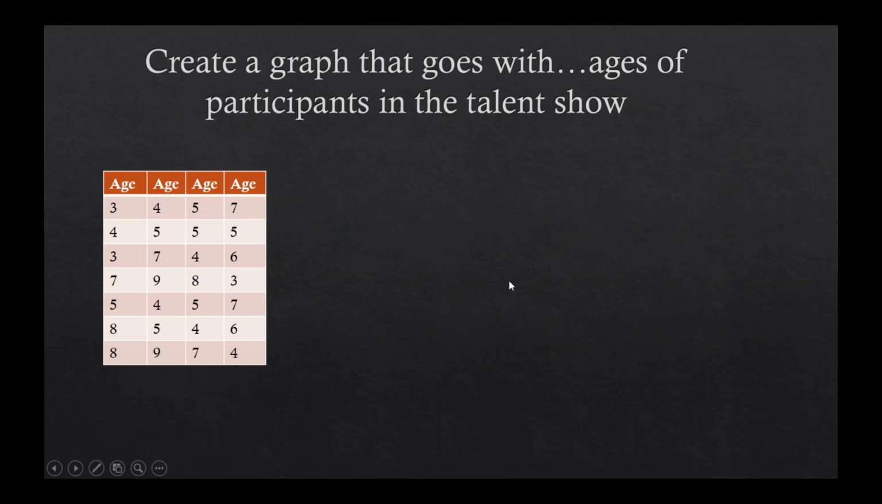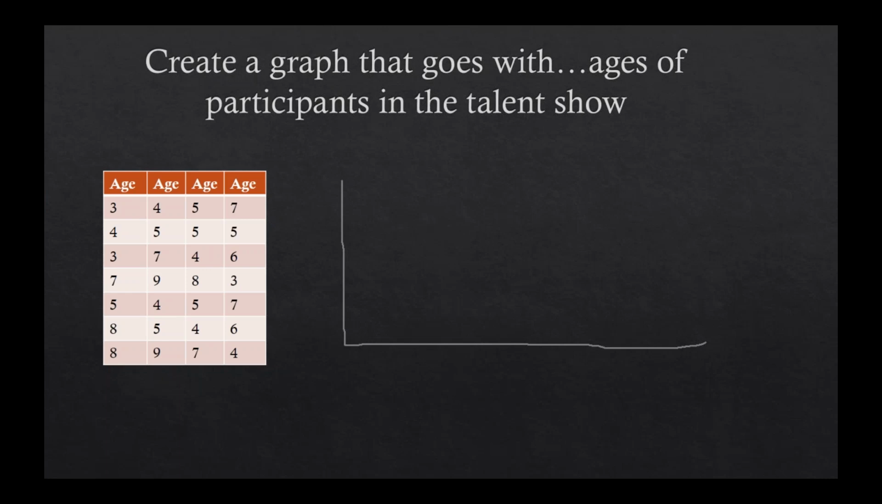So we're going to create a graph that goes with ages of participants in the talent show. So if we're talking about ages, are we going to create a bar graph or a histogram? Would age be continuous or discrete data? Kara says histogram, and I agree, because a histogram talks about continuous data and age is continuous, right? Like, at what point do you go from being 35 to 36? Is it really the day of your birth? Or at 35 and a half, does that round up, right? Depends on how you look at it.